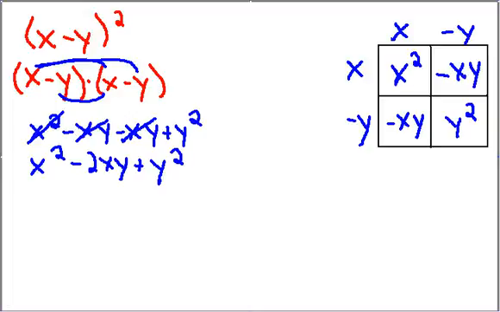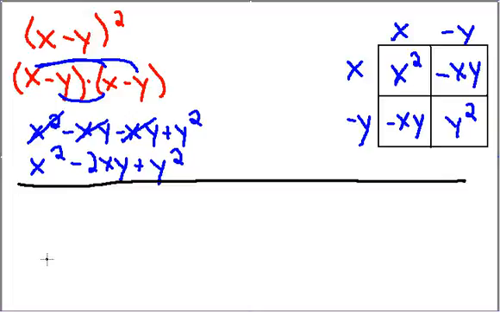Let's go ahead then and take a look at one final example. I'll go ahead and draw a line here. In this case, what we're going to have is in our first term, we're going to have an x plus a y. Then in our second polynomial, we're going to have an x minus a y. And we're going to use our distributive property to multiply it out.